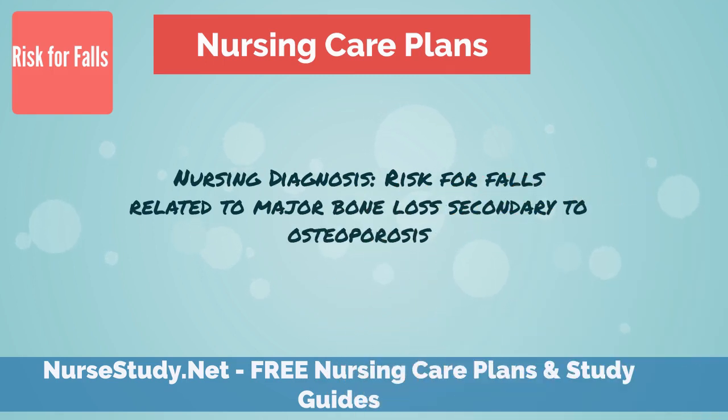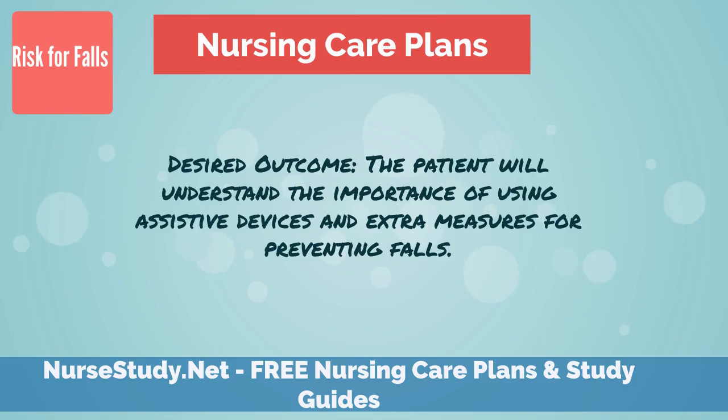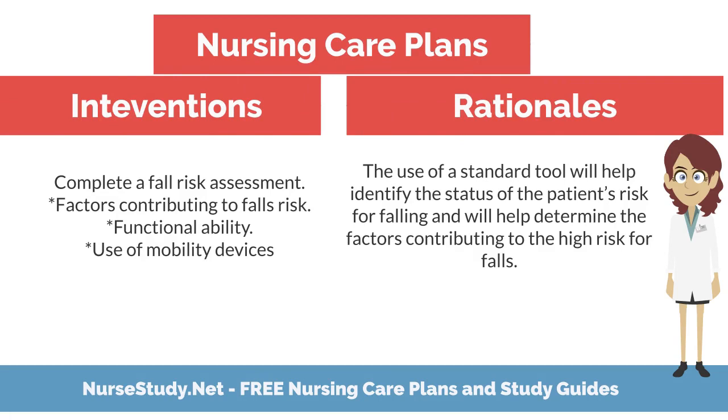The first one would be risk for falls related to a major bone loss secondary to osteoporosis. For the desired outcome, the patient will understand the importance of using assistive devices and extra measures for preventing falls. Intervention. Complete a fall risk assessment. Factors contributing to fall risks usually are functional ability and use of mobility devices. Rationale. The use of a standard tool will help identify the status of the patient's risk for falling and will help determine the factors contributing to the high risk for falls.